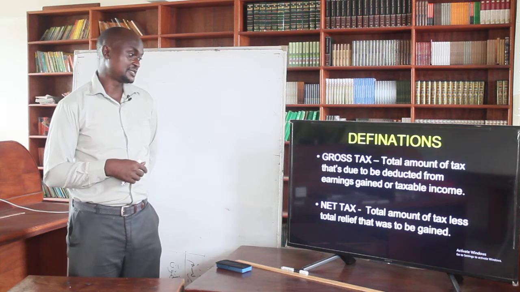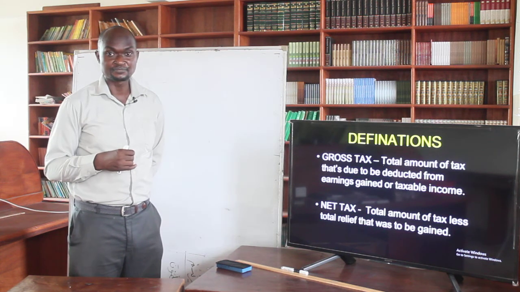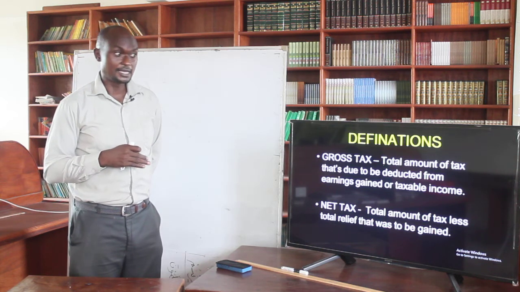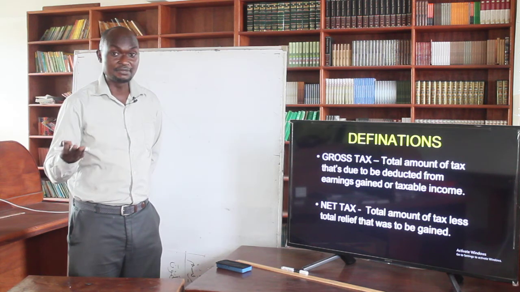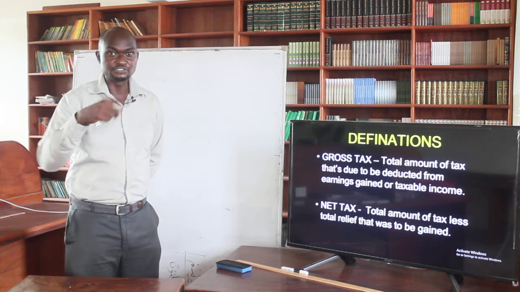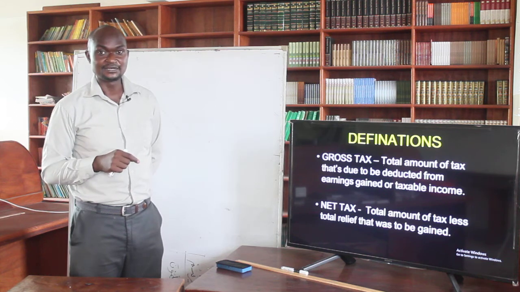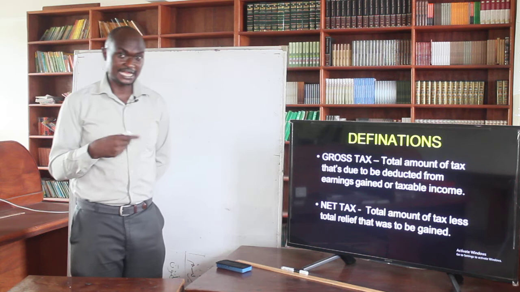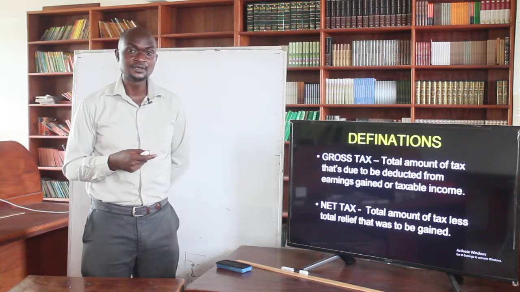So someone is supposed to get, let's say, insurance relief. The same person is supposed to get personal relief. Maybe the same person is supposed to get family relief or child relief. The total amount of relief you subtract from the gross tax, which is supposed to be paid, so you end up having what you call the net tax. That's what is now going to be paid.